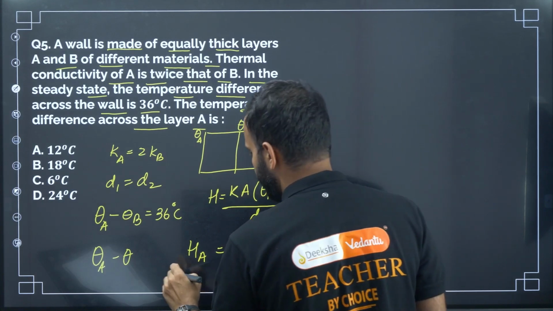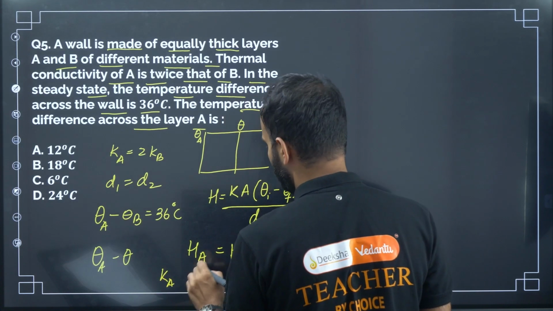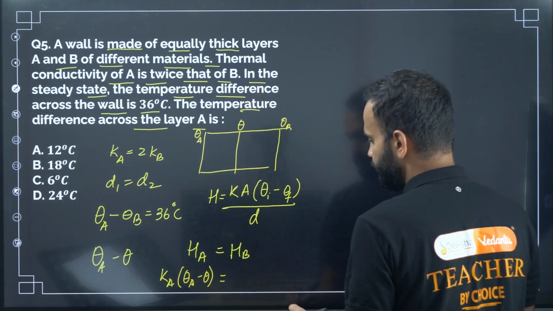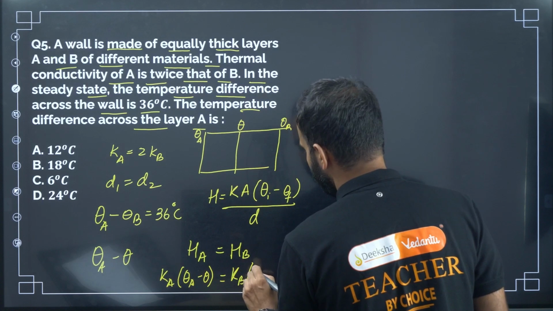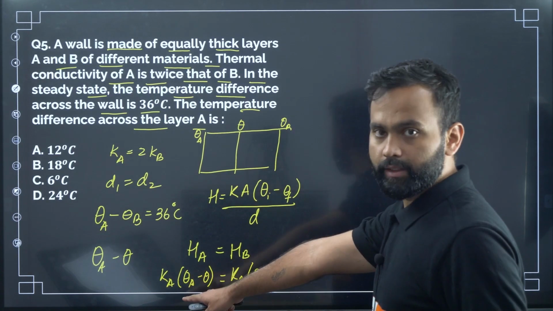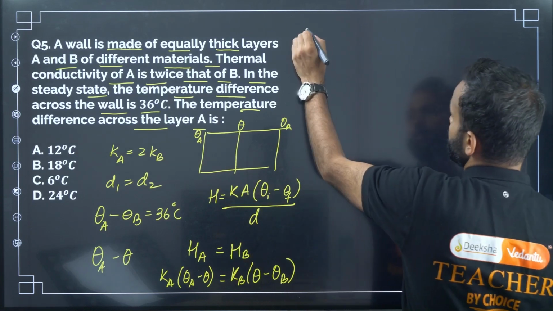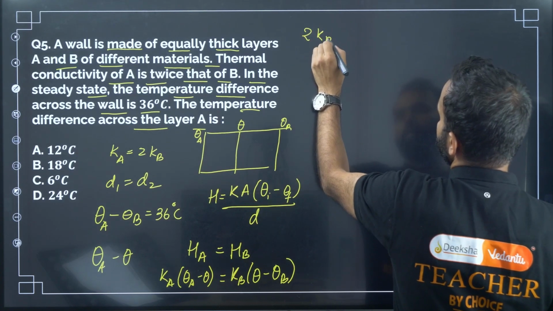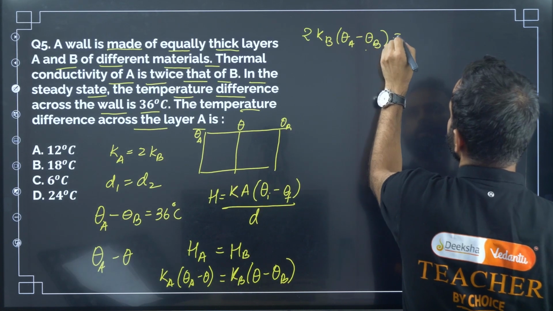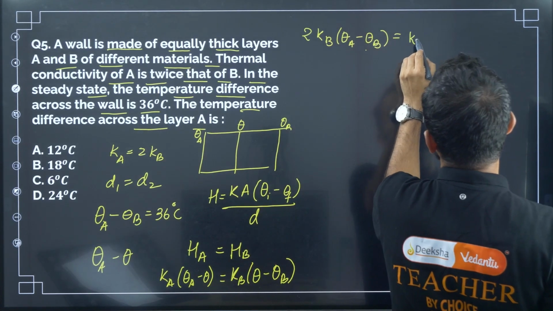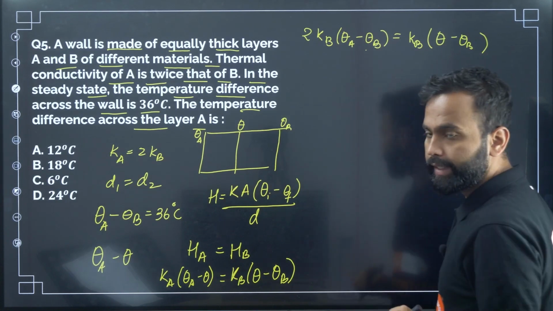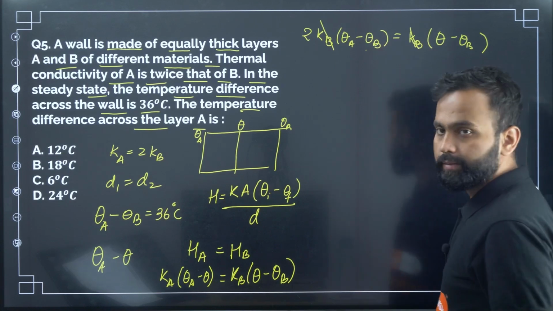So from this I can write Ka into theta A minus theta is equal to Kb into theta minus theta B, right? Ka is 2 times Kb. So 2 times Kb into theta A minus theta is equal to Kb into theta minus theta B, right? So now Kb will get cancelled.